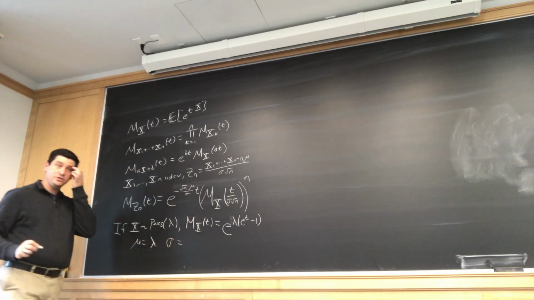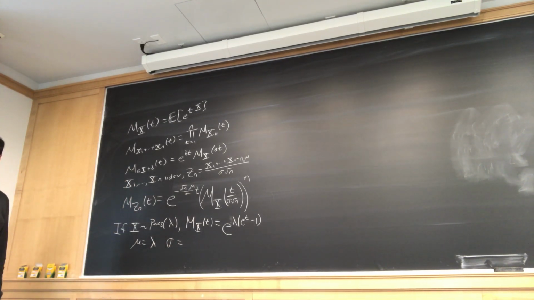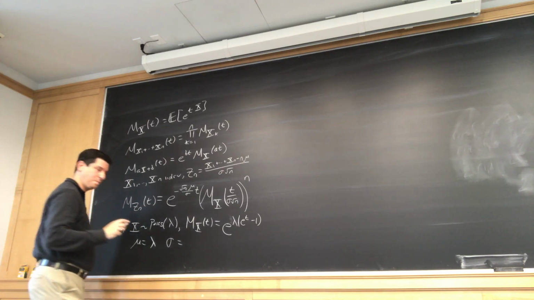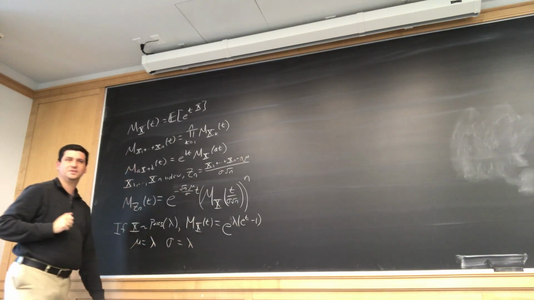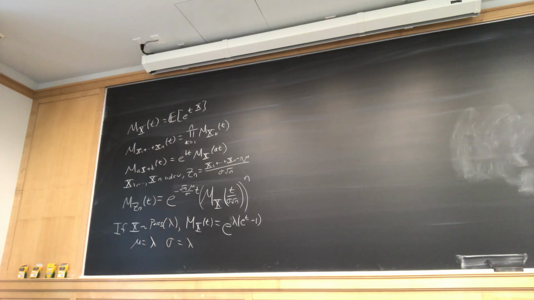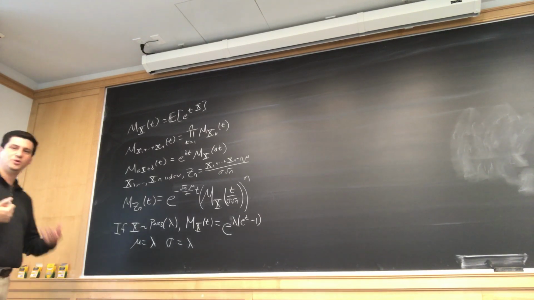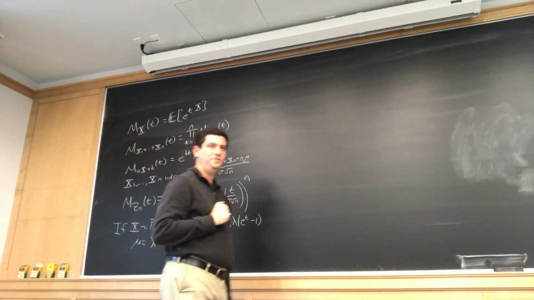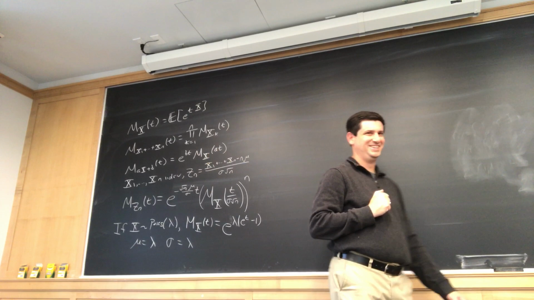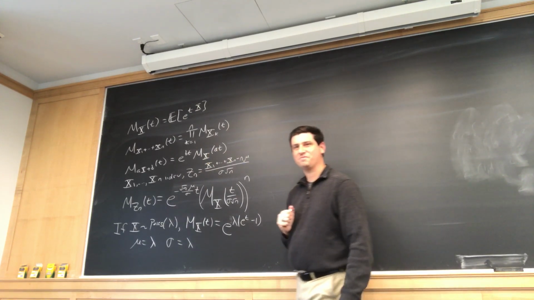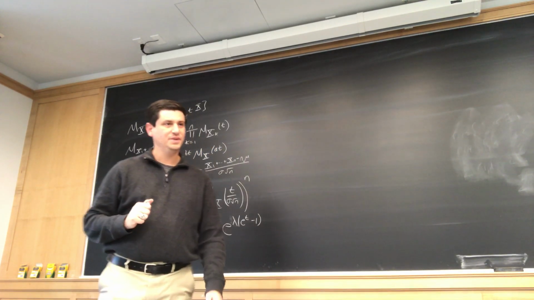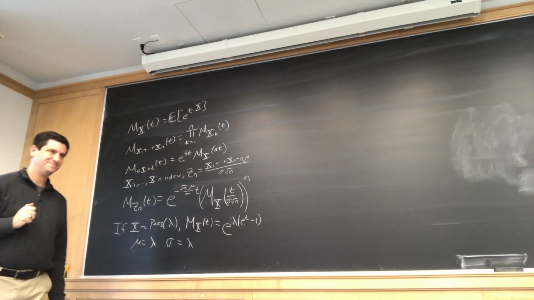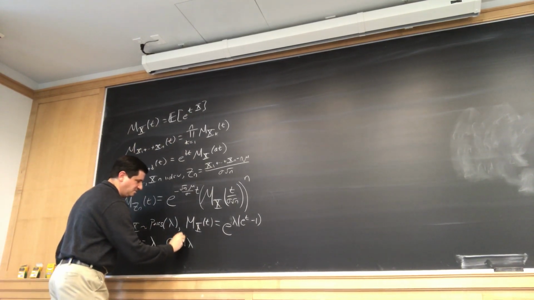And was the standard deviation also lambda? Or was it the square root of lambda? Just lambda? Can somebody confirm if it's lambda or square root of lambda? Well, for a Poisson random variable, the variance is lambda. The variance is lambda. So the standard deviation should be the square root.